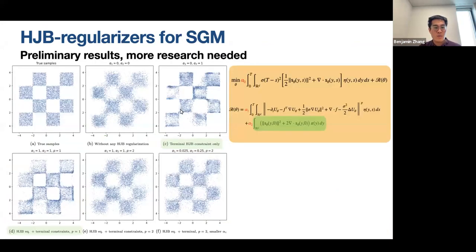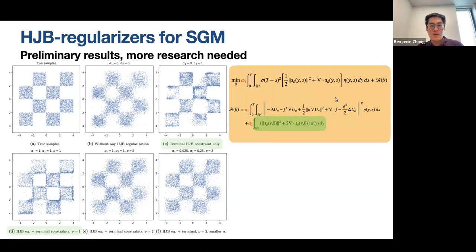So here's a checkerboard distribution up in the top left. It's discontinuous at these boundaries, so it's somewhat difficult to do with score-based models. If you do a score-based generative model directly, you'll get the one on the top middle, where it captures the shapes pretty well, but it's a little diffused, because fundamentally there's a diffusion equation inside of there. But what we found is that once you impose these terminal conditions, it can inform the edges a little bit better.